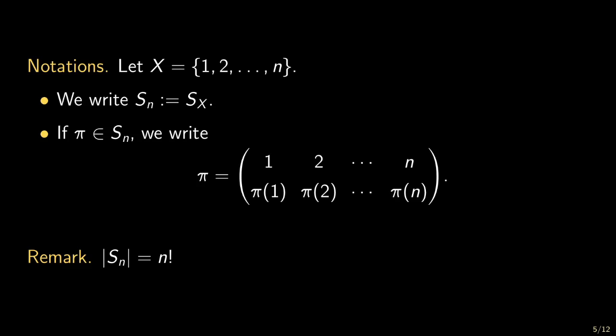So the permutations on this set shall be the collection of all assignments of these n applicants to n possible jobs. In how many ways can we do that?